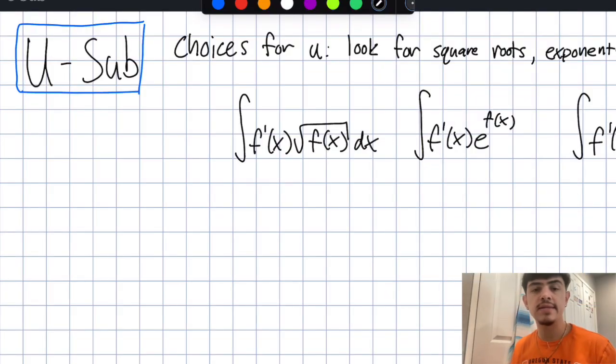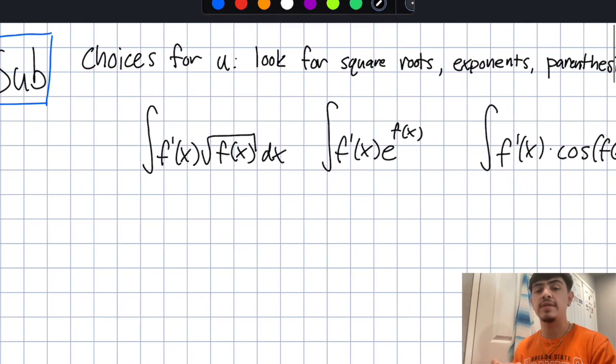So, getting right into what U sub is all about. U sub is to help us simplify and work with integrals that we can't just take the antiderivative of right away. It helps us simplify integrals so we can then recognize, oh, we need to use this antiderivative formula. And before we get into some examples, I'm going to talk about when we use it, why we use it, and what to look out for, right?